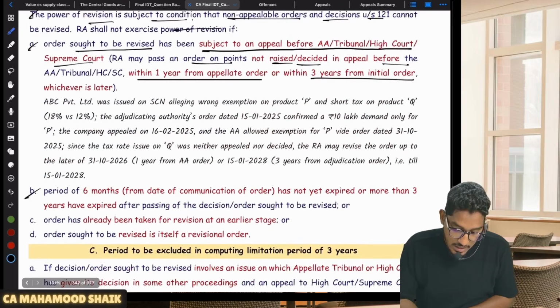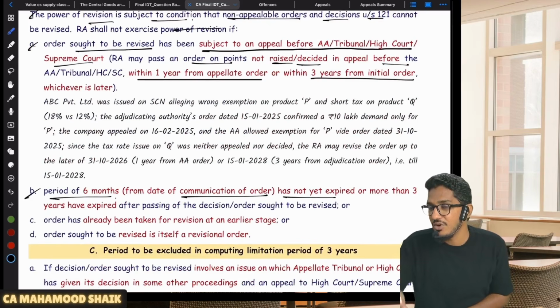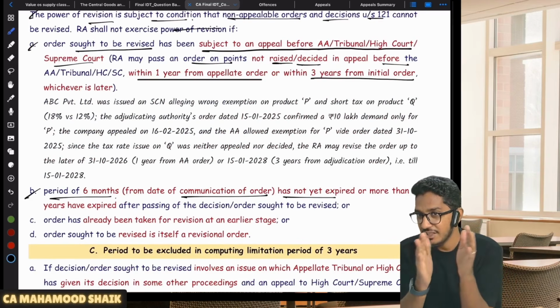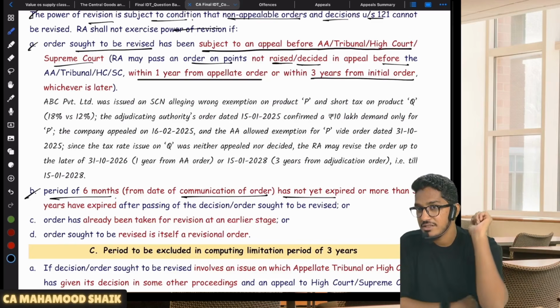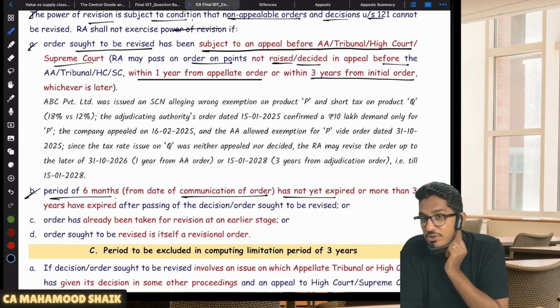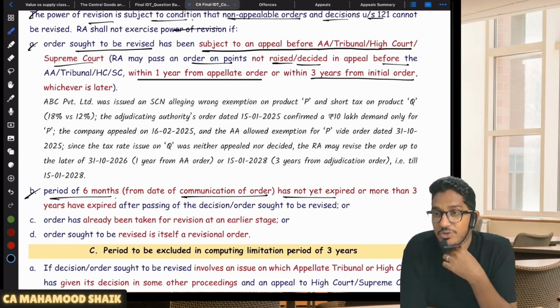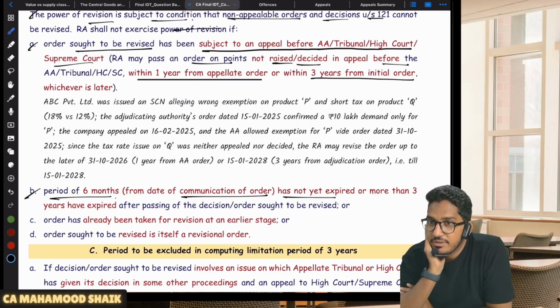Then, also, if the period of 6 months from the date of communication has not yet expired, then also you can't take it up. The adjudicating authority has passed an order. The revisional authority will get the power to do the revision only after 6 months. Can you explain to me the logic why? Why only after 6 months are they asking you to take it up for revision? Within 6 months they are not asking you to take it up for revision. Why? Think, you will get the answer. The revisional authority can take up the adjudicating authority's order for revision, but they are saying you will get that power only after 6 months from the date of order. Why?